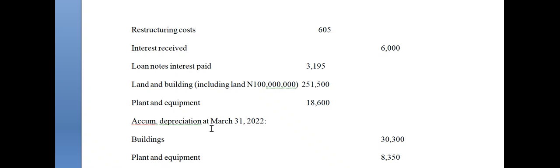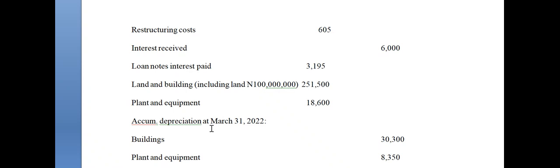Land and building are assets. The one on the debit side is an asset, right? The one on credit is an expense. So there is depreciation. Depreciation is an expense. I mean, it's a liability. Sorry, that's why it's on the credit side.